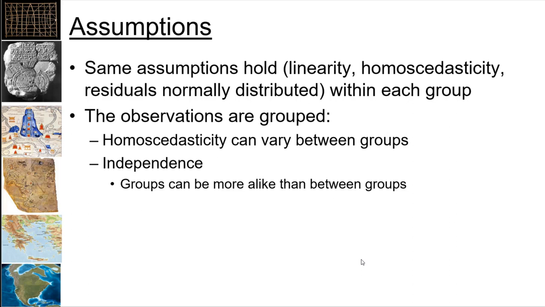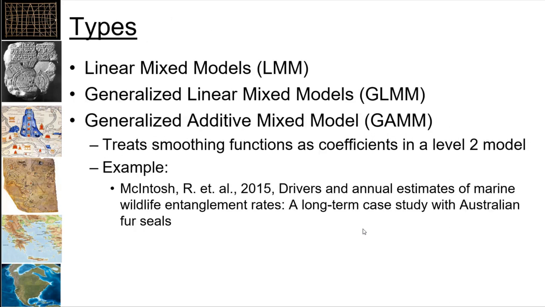Okay, so the idea is the groups are more alike within than between the groups, and one group can have one distribution to its residuals, but another group can have a different distribution to its residuals, and that's okay. These are all available within R, the linear mixed models, generalized linear mixed models, and generalized additive mixed models. For the GAM, it treats the smoothing functions as coefficients in a second level model. So the smoothing functions for your curves are actually created by another model.